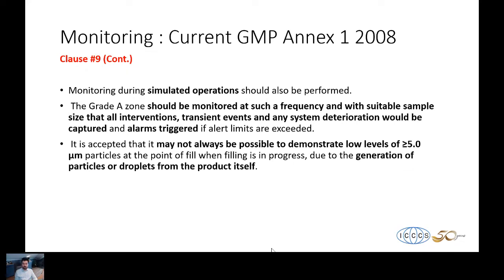The grade A zone should be monitored at a frequency and with suitable sample size so that all interventions, transient events, and any system deterioration would be captured, and the system should trigger your alarm if you exceed your alarm limits. So only monitoring is not enough here. You should have a system along with the particle counters. There should be a system for alarming so that you will be warning your operators.